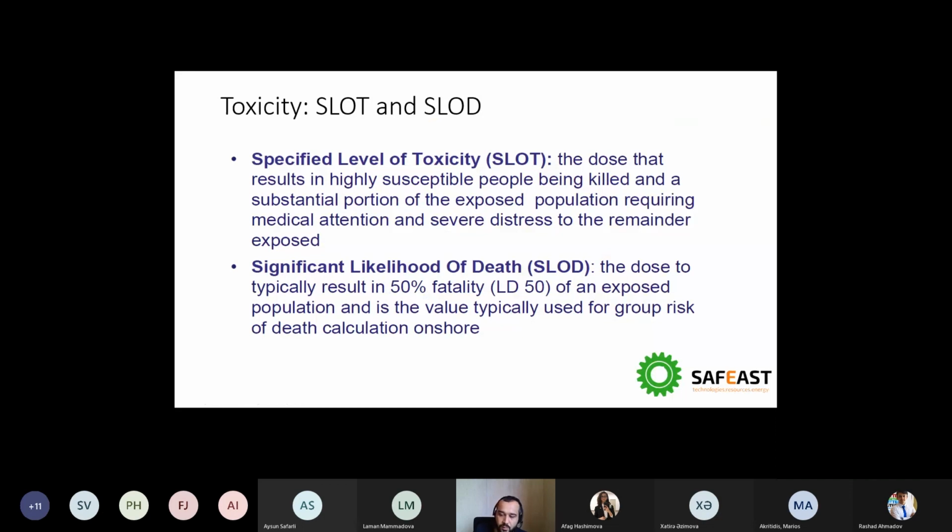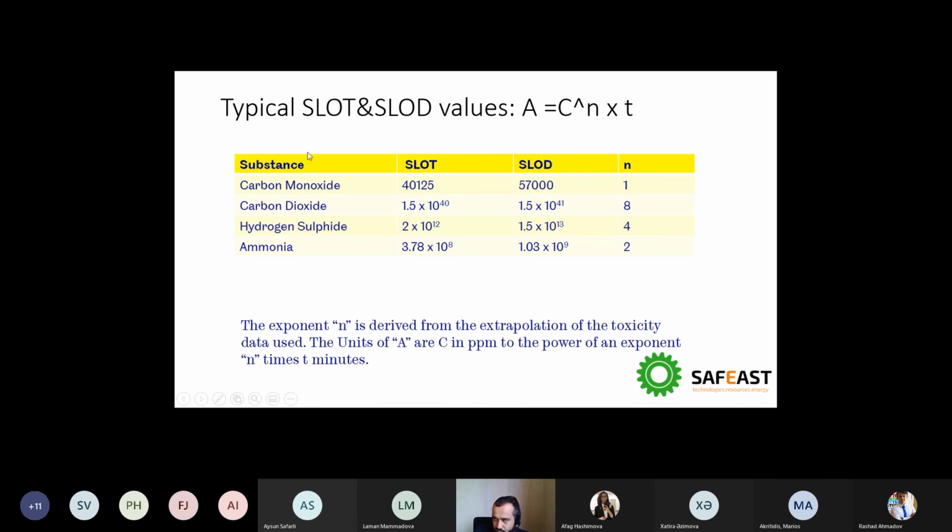For toxicity, I will not go into details for the sake of time. I'm planning to finish the session in 2 minutes. We use SLOT and SLOD values, a specific level of toxicity or significant likelihood of death, which typically means 50% fatality. So we use this value to identify the toxicity. Each toxic substance has different SLOT and SLOD values and different n values. Based on that, you can then calculate SLOT and SLOD.